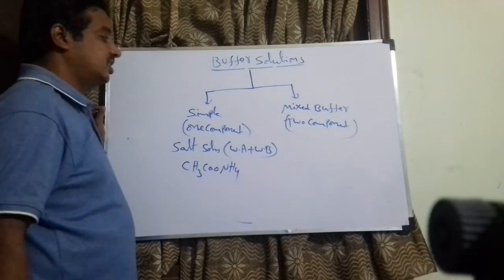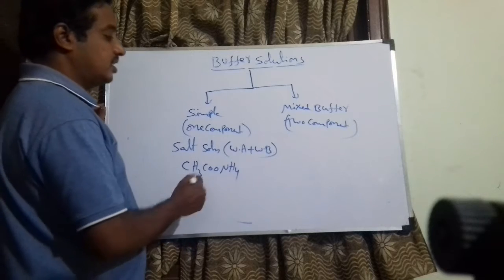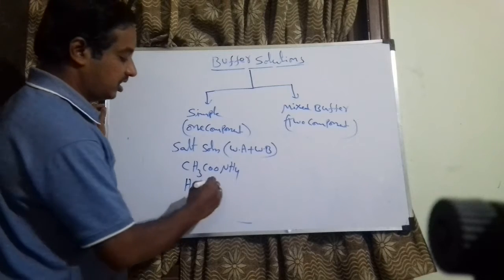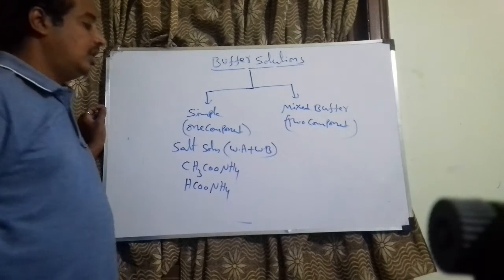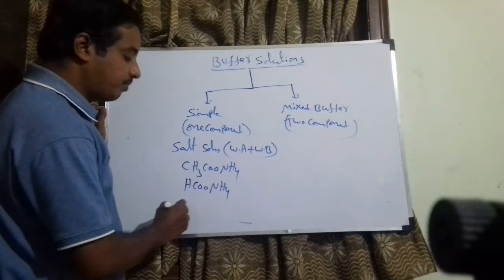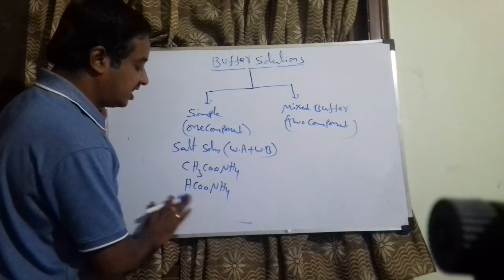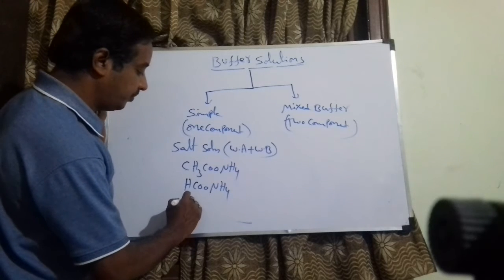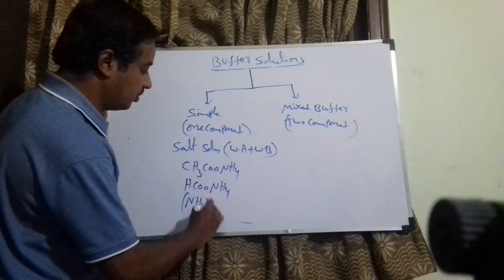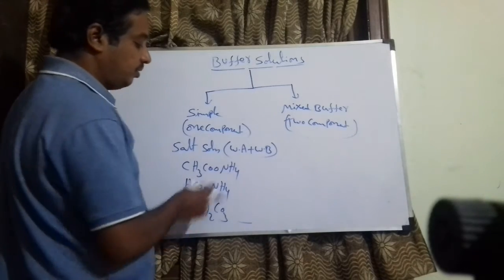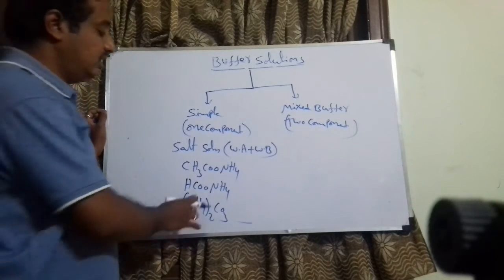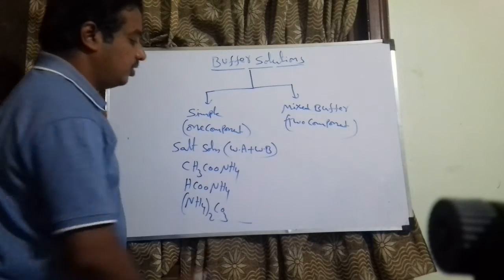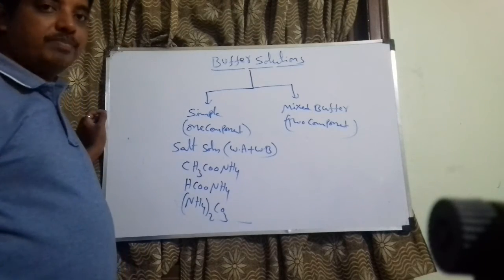The salt solution acts as a simple buffer. Another example: formic acid reacts with ammonium hydroxide to form ammonium formate. For example, carbonic acid reacts with ammonium hydroxide to form ammonium carbonate, (NH4)2CO3. Carbonic acid is a weak acid, ammonium hydroxide is a weak base, and both react to form ammonium carbonate. These are also known as simple buffers.